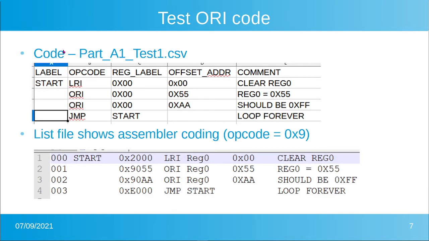So that was really all we had to do for the code to get it basically in there. Went to test it and wrote a little piece of code that cleared register 0 and then set register 0 to, or ORed it with, 55. The result should have been 55, and then ORed that with AA, and the result of that should be FF. The listing file from the assembler is exactly what we would expect, with the new opcode 9 being generated.